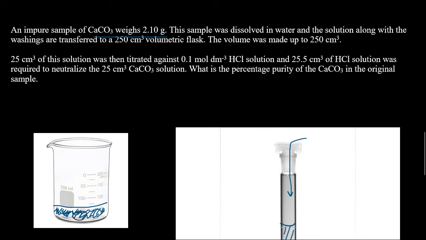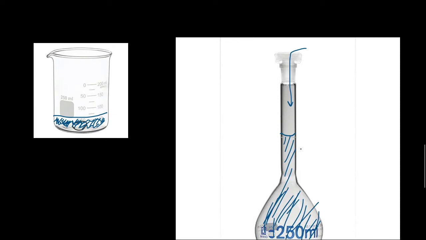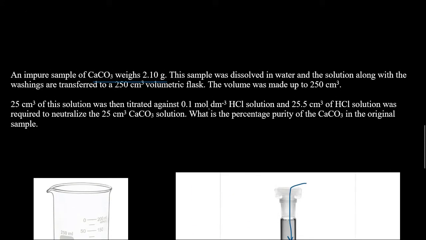Okay. So what you did next is you used the pipette and withdrew 25 cm cube of this solution, and then you titrated this 25 cm cube solution. It's very important: you've titrated this 25 cm cube solution, not the whole of it. You've titrated only 25 cm cube of this part with HCl.